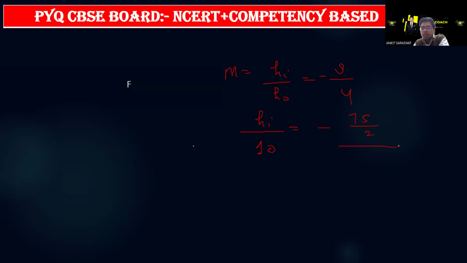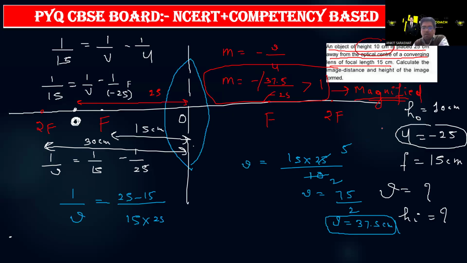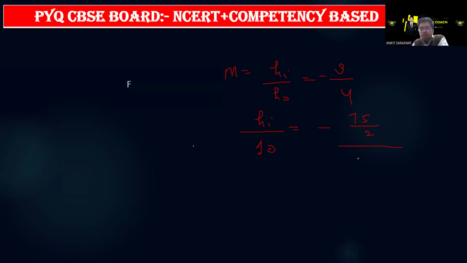Don't write the decimal value. Why am I telling this? Because we have to make our calculation easier. U comes out to be minus 25. So once you solve, you will get 10 multiplied by 75 by 2 into 25. So hi comes out to be, you can check also, 15 centimeter.